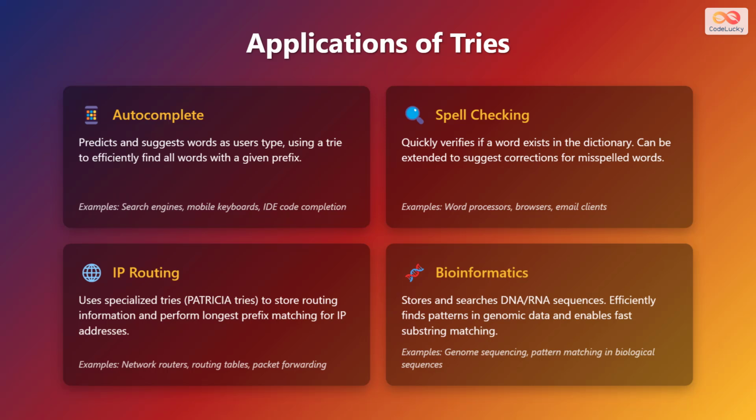IP routing uses specialized tries to store routing information and perform longest prefix matching for IP addresses. Examples: network routers, routing tables, packet forwarding. Bioinformatics stores and searches DNA or RNA sequences to efficiently find patterns in genomic data and enable fast substring matching. Examples: genome sequencing, pattern matching in biological sequences.